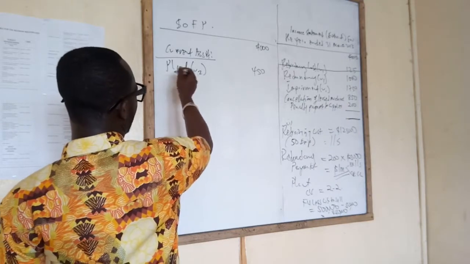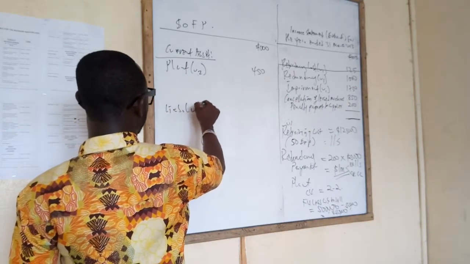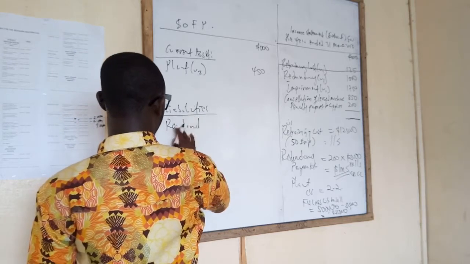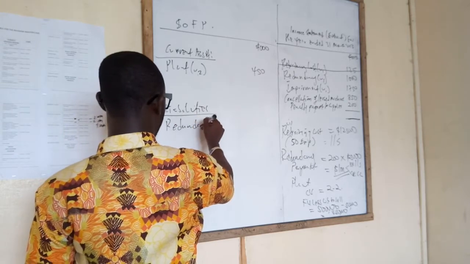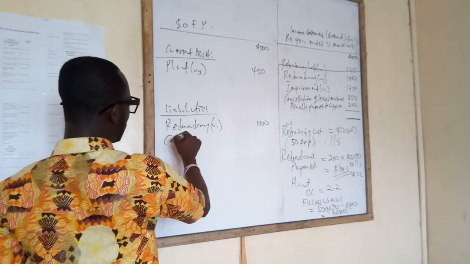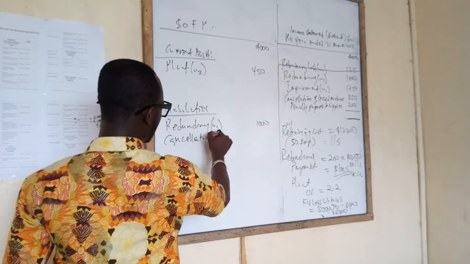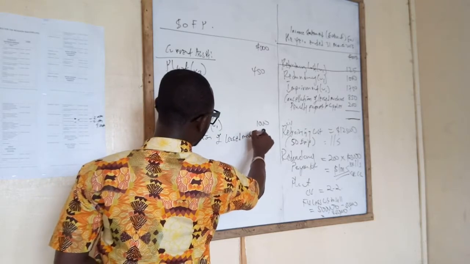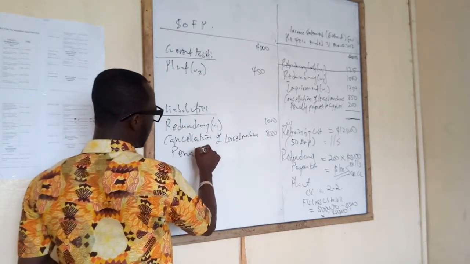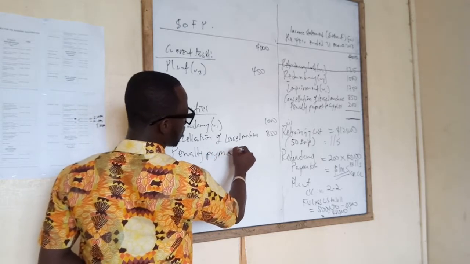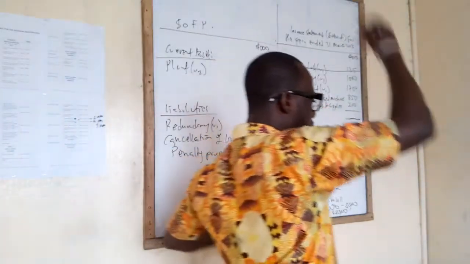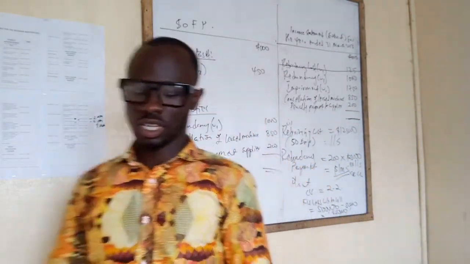Yes. Then we come to liabilities. The redundancy of 1,000. The cancellation of the lease contract, or leased machine, of 850, and then the penalty to the supplier, $200. That's it. Now we don't need the totals, okay? We don't need the totals. So that's all there is.